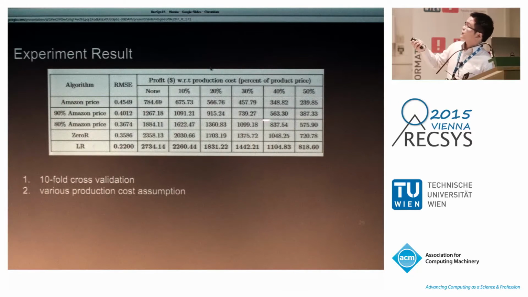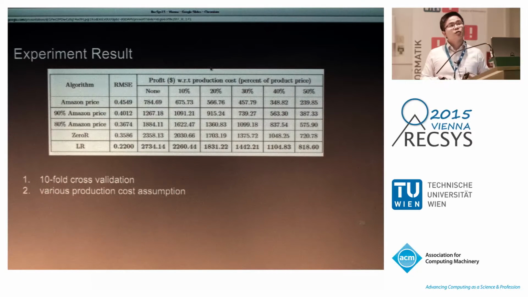We can see that the linear regression is statistically better than the baseline algorithm. That means personalized promotion does work. It can help improve the seller's profit, just as I mentioned earlier in the talk.